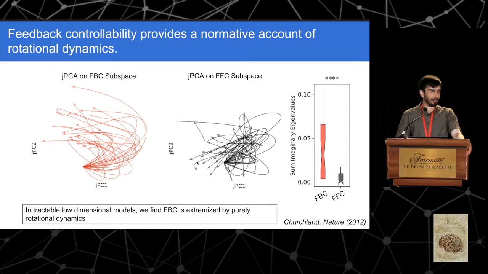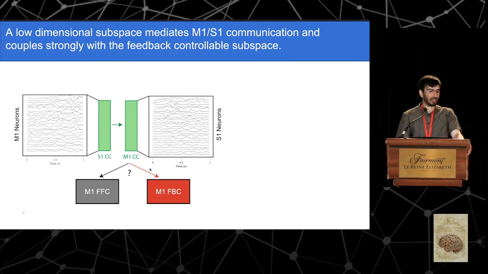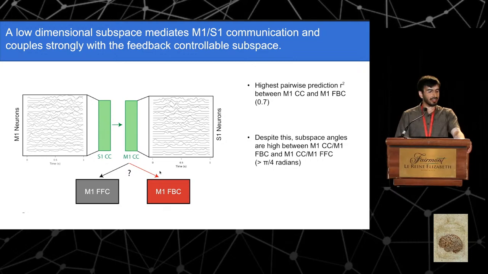We also took a look at communication between M1 and S1. Just to quickly give you the details, we did canonical correlation analysis to try to identify whether communication between these two regions interacted differently between feedforward versus feedback controllable dynamics. Two key points: you get very good predictability of activity within the feedback controllable subspace from the M1 canonical correlate subspace, despite the fact that the subspace angles between all of these spaces are distinct, right? So you have three distinct functional subspaces, but the canonical correlate or the communication subspace seems to be projecting onto the M1 feedback controllable subspace.